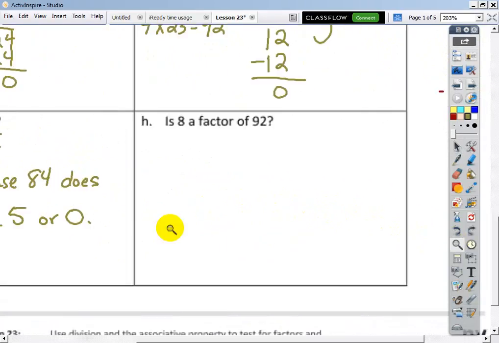Is 8 a factor of 92? Again, long division will tell us, because I don't know. 4 worked. Do you think because 4 worked, 8 works? Let's find out. 92. Will 8 go in there? 4 did go into 92. Let's see if 8 works.